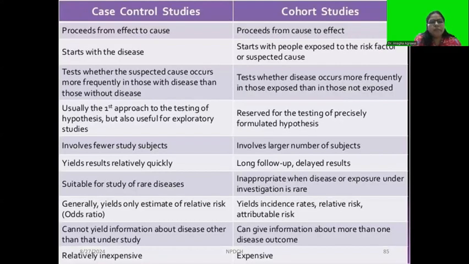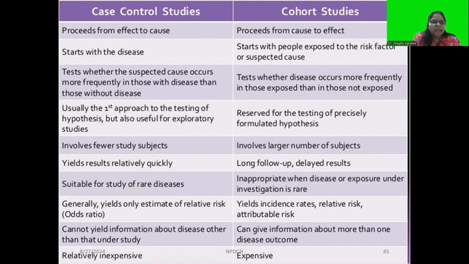Now, what are the key differences between case control and cohort study? This can be asked as a short note to you. So, case control study generally proceeds from effect to cause, whereas cohort study goes from cause to effect. Case control study is generally retrospective. That means it goes from now to behind in time, whereas cohort study goes from now onwards into the future. Case control study generally starts with the disease, whereas the cohort study does not start with the disease, but starts with the risk factor.